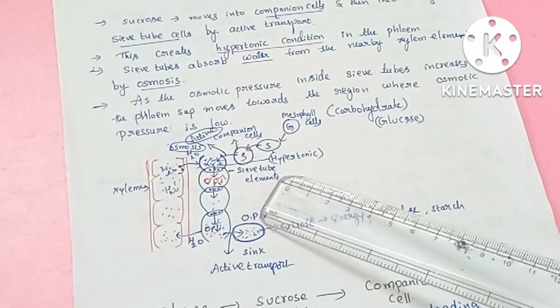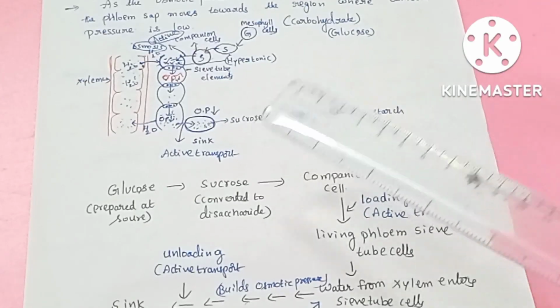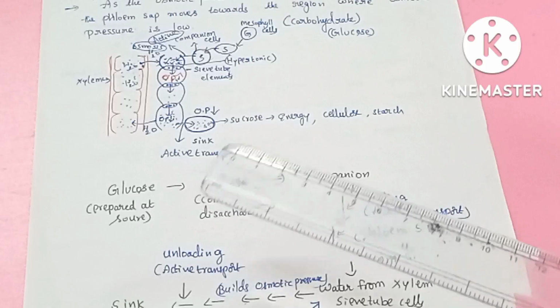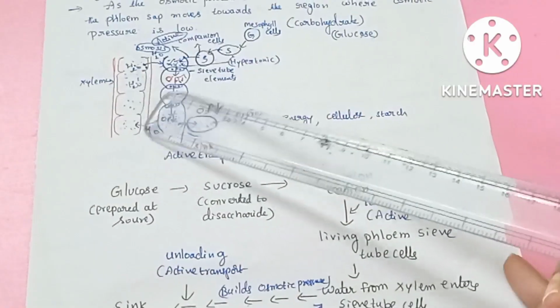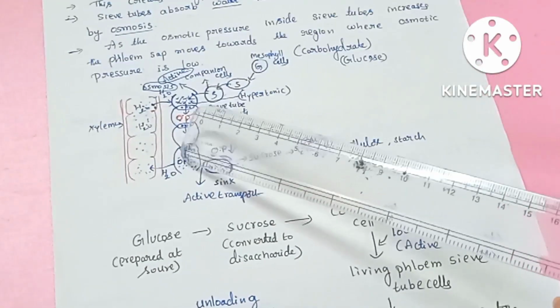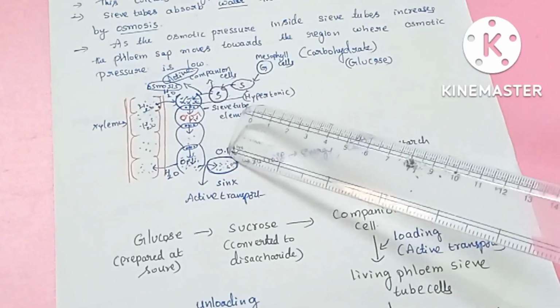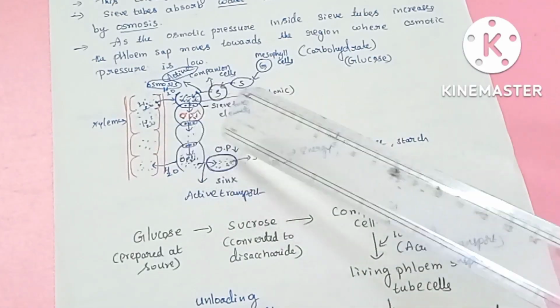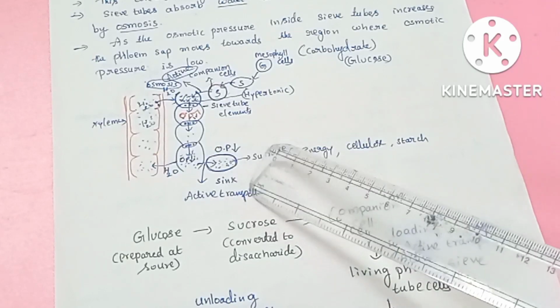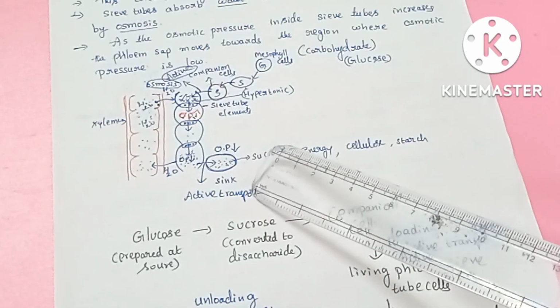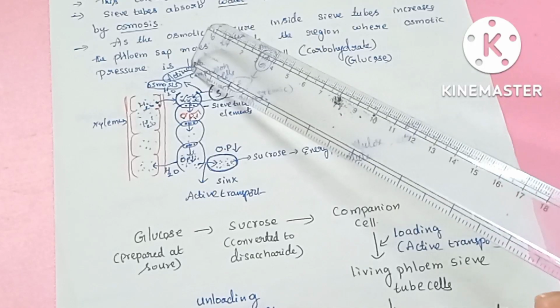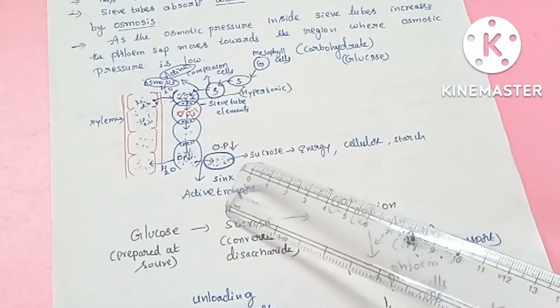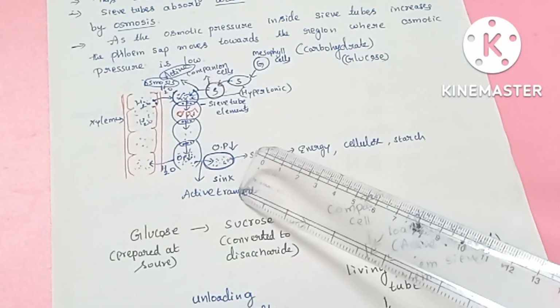the sink region, the sucrose needs to be unloaded. From the sieve tube elements to the sink, it has to unload the sucrose. For the unloading of the sucrose also, energy is needed. Hence it is also active transport. Loading is also active transport, and unloading of the sucrose is also active transport.